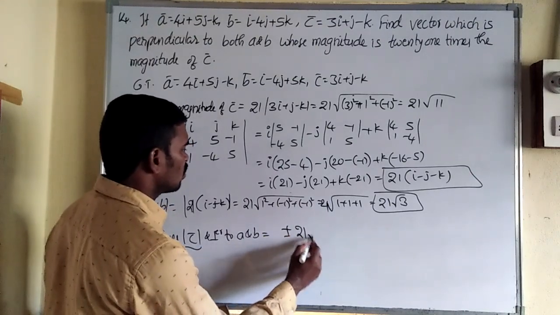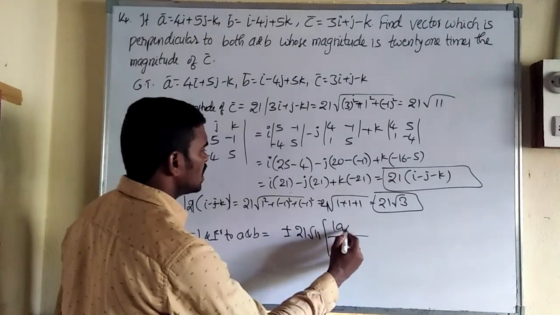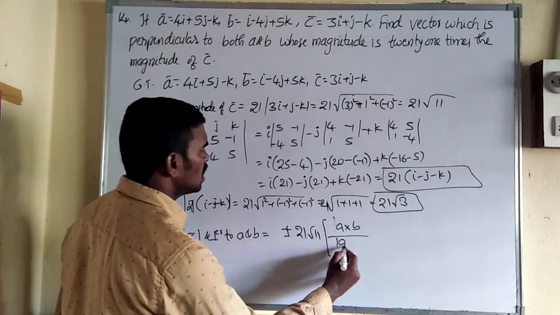plus or minus 21 root 11 into A cross B by modulus A cross B.